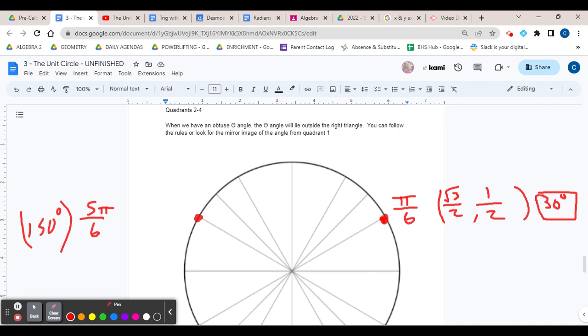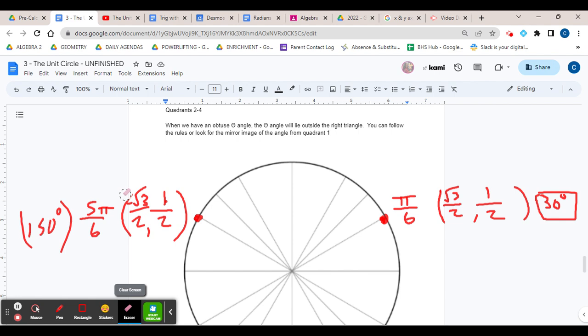Okay? Now, look at our point. This point here has the same y value as the point over there. So the y value is the same, 1/2. Only difference is now the x value is negative. So instead of having √3/2, we're going to have negative √3/2. Okay, so we have negative √3/2. Let me clean this parenthesis up a little bit here.